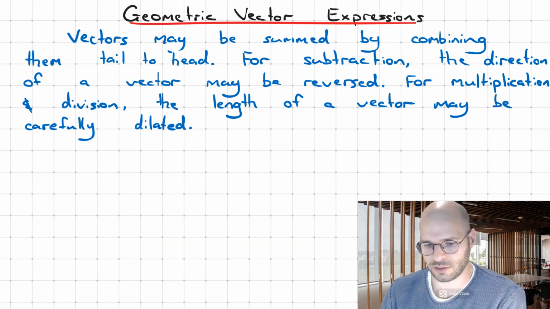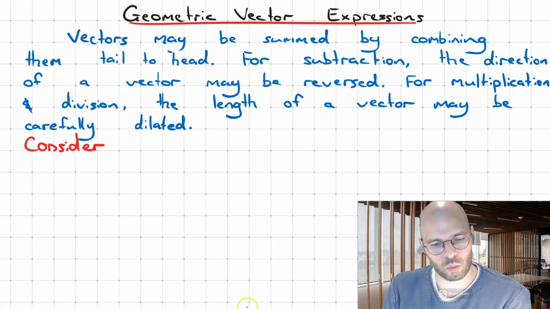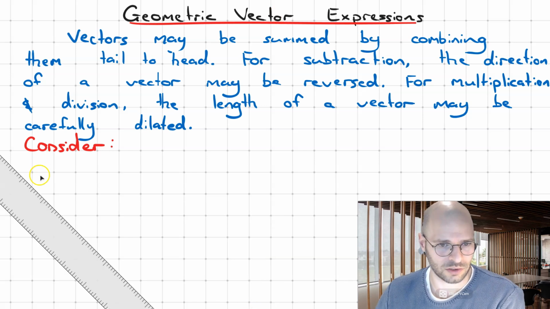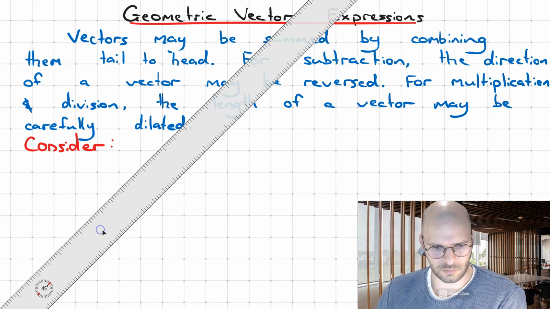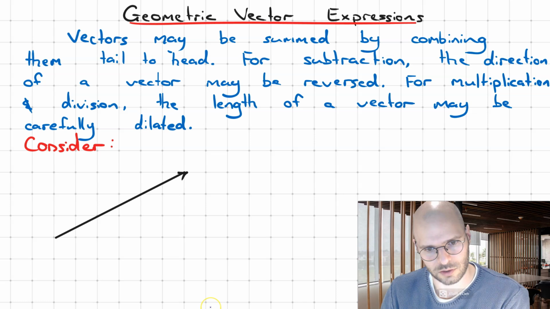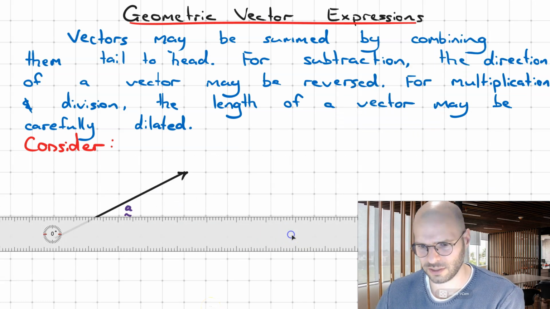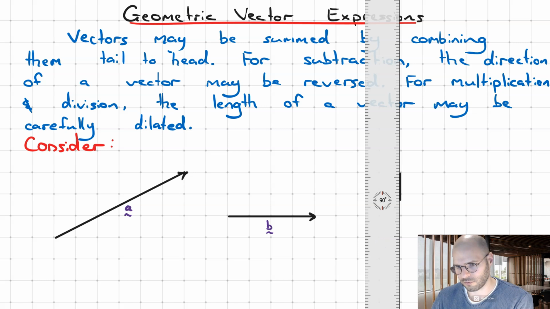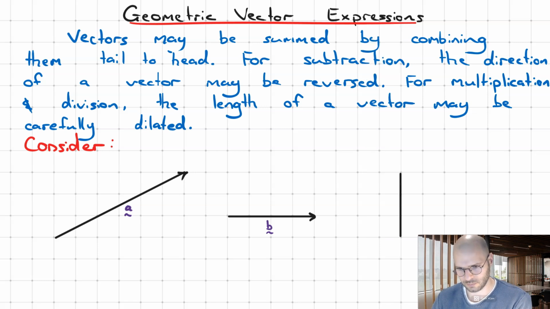Now let's have a look at what this means by example. Let us consider three different vectors, and in this video I'm going to draw them carefully. First one we're going to have is going to be vector A. The next vector that we're interested in is going to be vector B. And the final vector that we care for is going to be vector C. What we're going to do is some operations on these.